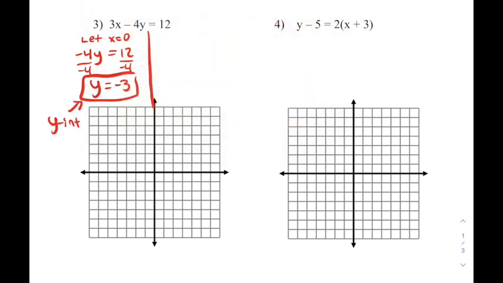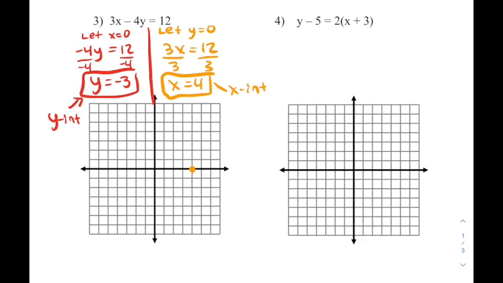And now on the right, I'm going to let y equal 0, which should produce the x-intercept. This gives me 3x equals 12, since y is out of the problem. And if I divide both sides by 3, I get x equals 4. That's the x-intercept, which means where the graph crosses the x-axis. So I'll put a 4 on the x-axis and plot a point at -3 on the y-axis, and this should give me 2 points on my graph.